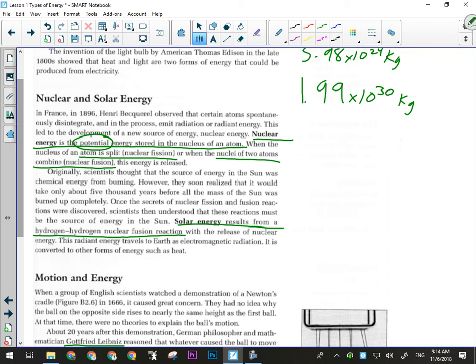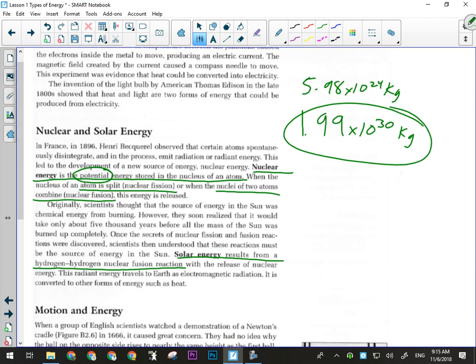In the sun, it's hydrogen fusion, and that hydrogen fusion is caused by the sun's incredible mass. The sun has a mass of 1.99 times 10 to the 30 kilograms. It's massive. By comparison, the Earth is on the order of several million times smaller. This is the mass of the Earth: 5.98 times 10 to the 24 kilograms. 10 to the 30, quite a bit bigger, right?